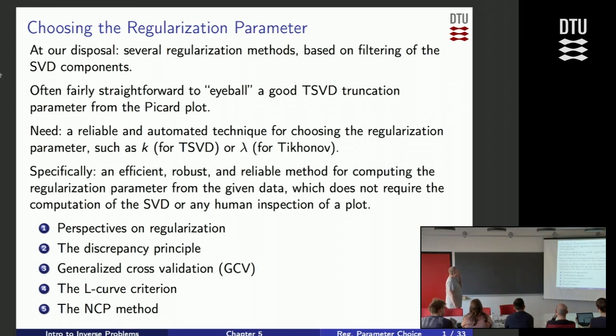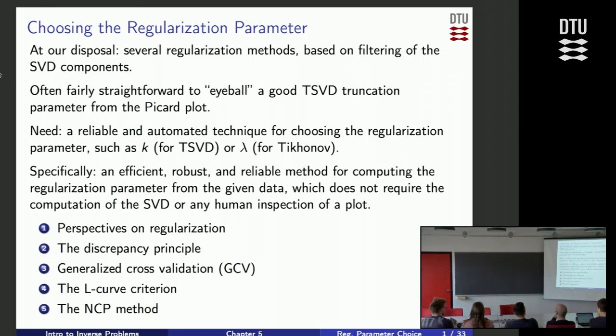Quite often, if you work in an interactive way on the computer, you can try different Ks or different lambdas. You can look at the solutions, and then you can see, probably this solution here looks good. I'm very happy with that. Another choice is maybe to do a Picard plot of these SVD components and the singular values, and look at the noise. Where does the noise level start to influence the right-hand side? By doing that, you can also sometimes eyeball what would be a good regularization parameter. So that's all very good.